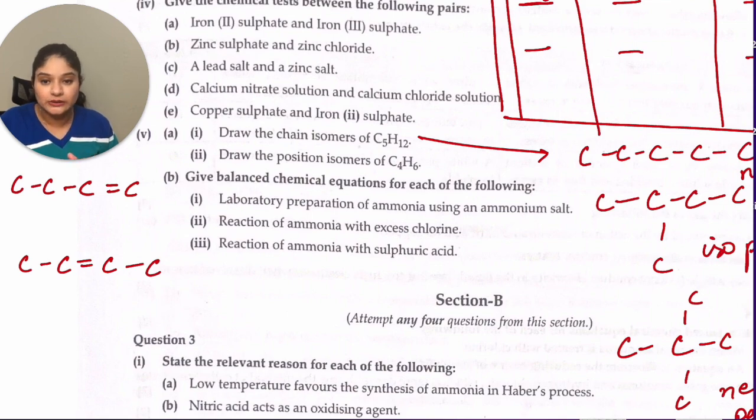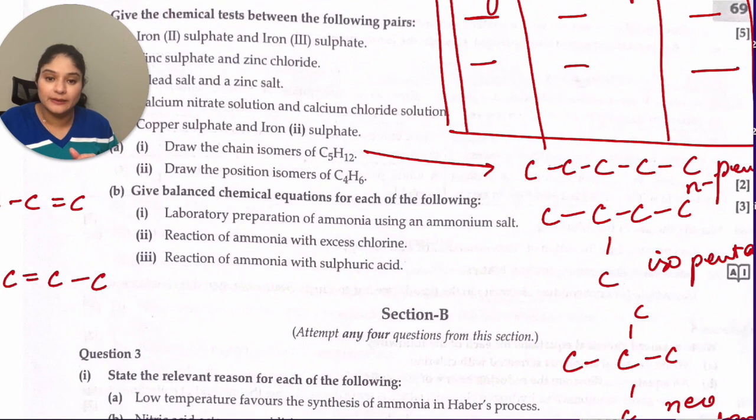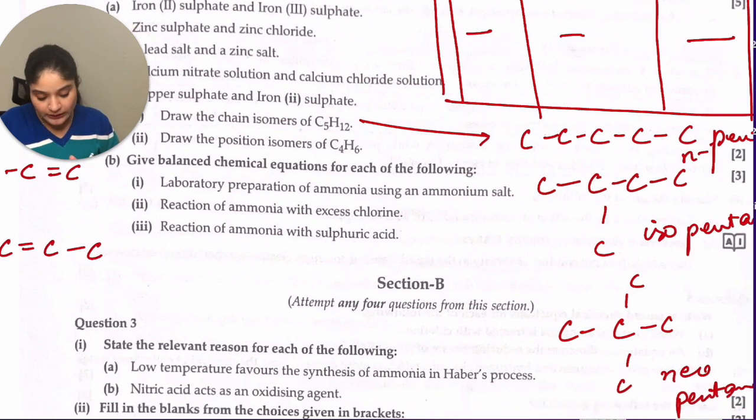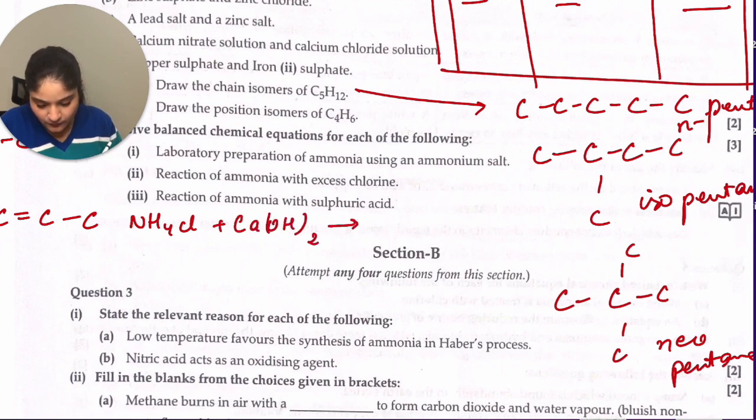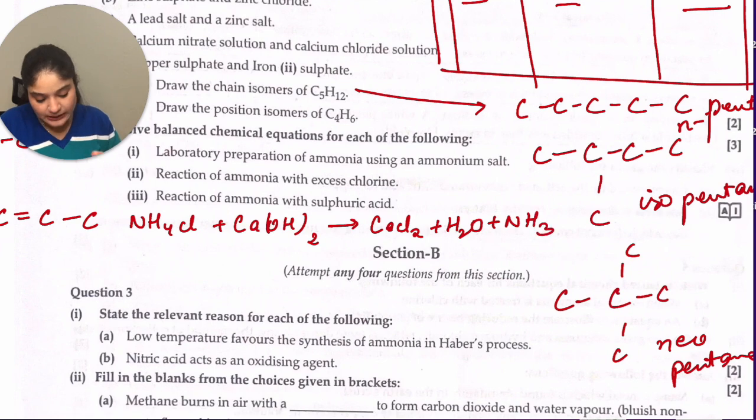Let's move to the next part, that is give balanced chemical equations for the following reactions. Laboratory preparation of ammonia using ammonium salt. So if you are using ammonium salt, let's use ammonium chloride. So that will be NH4Cl plus Ca(OH)2, and that will give you CaCl2 plus water plus ammonia gas. This is lab preparation of ammonia using ammonium salt.